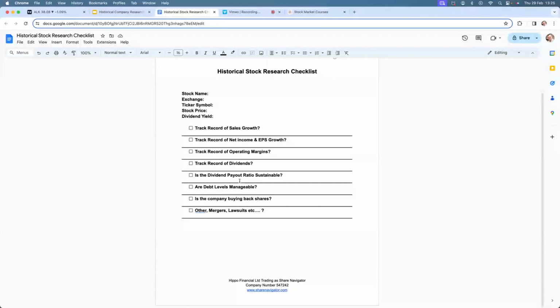So now finally, we're going to move into company debt levels and then follow that by, is there a track record of the company buying back its shares? So we'll go and analyze that in our next video.